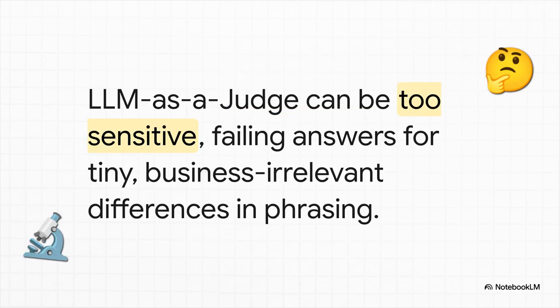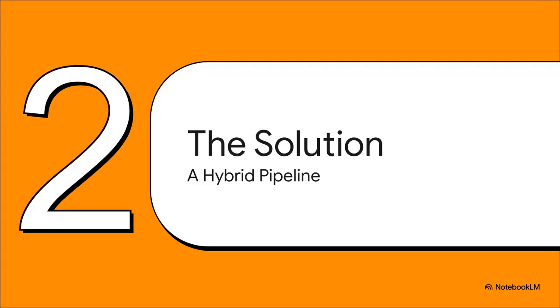Now, on the complete other end of the spectrum, you've got the LLM-as-a-Judge. And this one can have the exact opposite problem. It might fail a perfectly good answer just because the phrasing is a little different. It gets way too hung up on tiny wording changes that, from a business perspective, make zero difference to the quality of the answer. So if one method is basically blind to details and the other one is way too sensitive, what do you do? Well, you don't pick one.